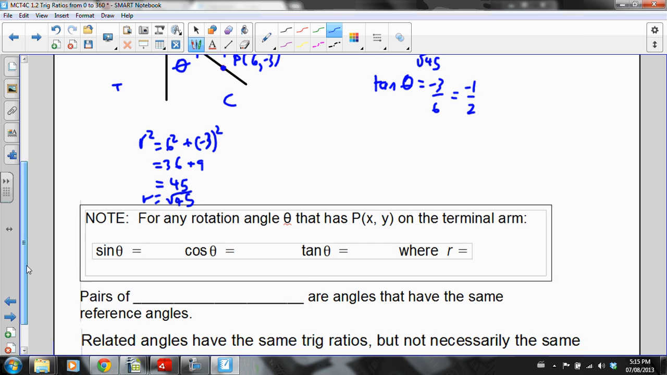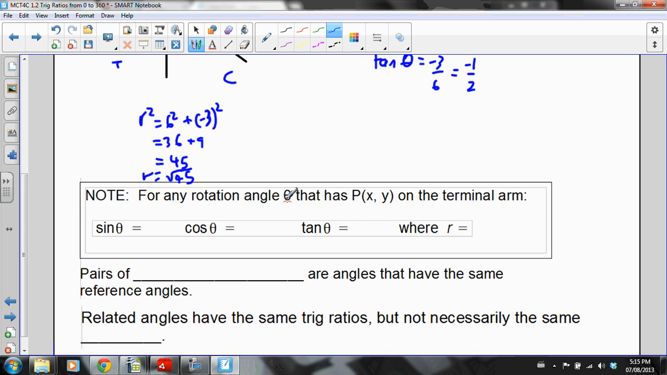All right, oh no, we got more. This is just a general case of what we just talked about. For any rotation angle theta that has (x, y) on the terminal arm, sine is the y coordinate over the hypotenuse, or r for radius, and cosine is x over r, and tan is y over x, and r is just from the Pythagorean theorem. You know, x squared plus y squared equals r squared, but we take the square root of both sides, so we can write that little formula down. And notice that the unit circle is just a special case where r equals 1.